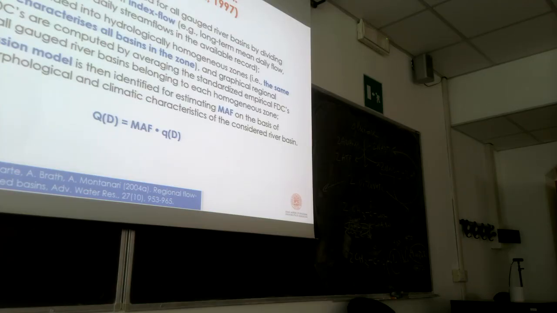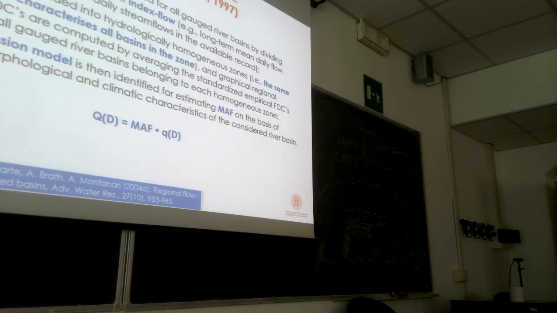If you have data, this is time, not duration, time. This is discharge, and this is a long series of daily discharge, maybe several years of daily stream flows. MAF is nothing else than the mean value. This is MAF, mean annual flow, as it's said in the literature. But what it really is, is the average daily stream flow computed over a long term.